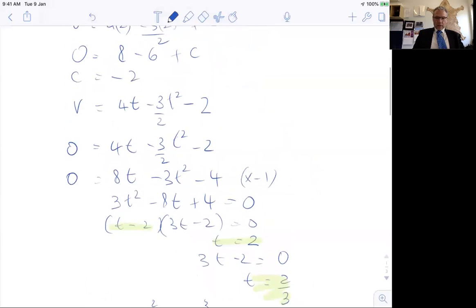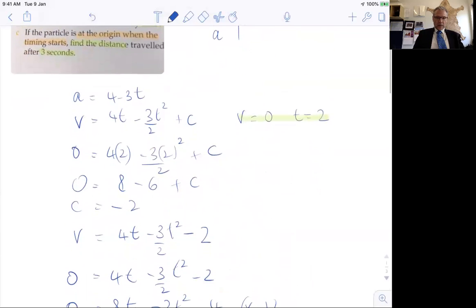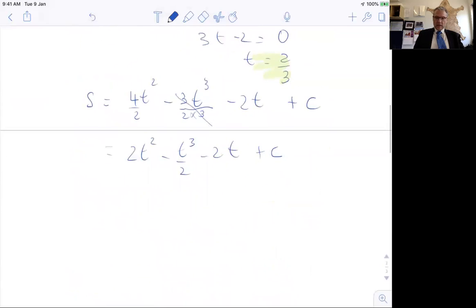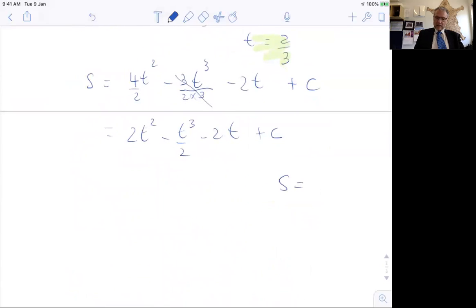I'm going to go back and have a look at what this statement says. It says if the particle is at the origin when the timing starts. Anything at the origin means that the distance is equal to 0. So S is equal to 0, and t is equal to 0, because that's when the timing starts. If those two are 0, then c is also going to be 0. If I substitute 0 in for s and 0 in for t, then c is equal to 0. So I've got a statement now for s is equal to 2t squared minus t cubed over 2 minus 2t, and we don't need to write the plus 0.